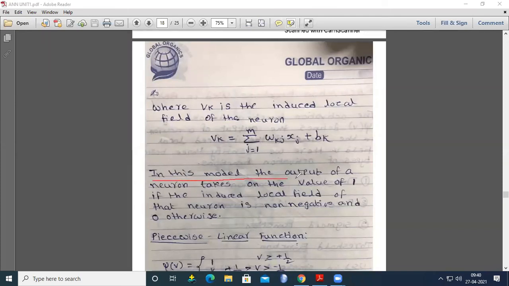In this model, the output of a neuron takes on the value of 1 if the induced local field of that neuron is non-negative, and 0 otherwise. That means the result yk equals 0 for all the negative values. If it is greater than or equal to 0, then the value of yk equals 1.